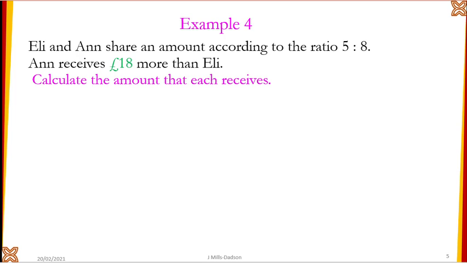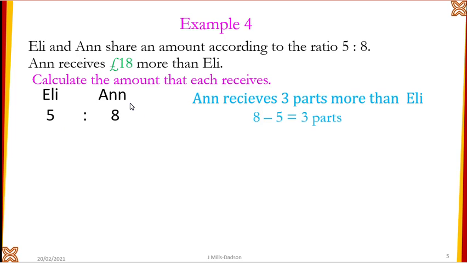So you need to be very careful when it comes to questions like this. Now, what we need to do here is set up the ratio and ask yourself, if Anne is receiving 18 more, it's because Anne is going to have more parts than Ellie. And if you can see, how many parts more would that be? It would be 3 parts. So the first thing is to work out the excess parts that Anne is receiving. So you could see Anne receives 3 parts more than Ellie. That 3 parts is the extra £18 that Anne is going to have. So 3 parts represent 18.